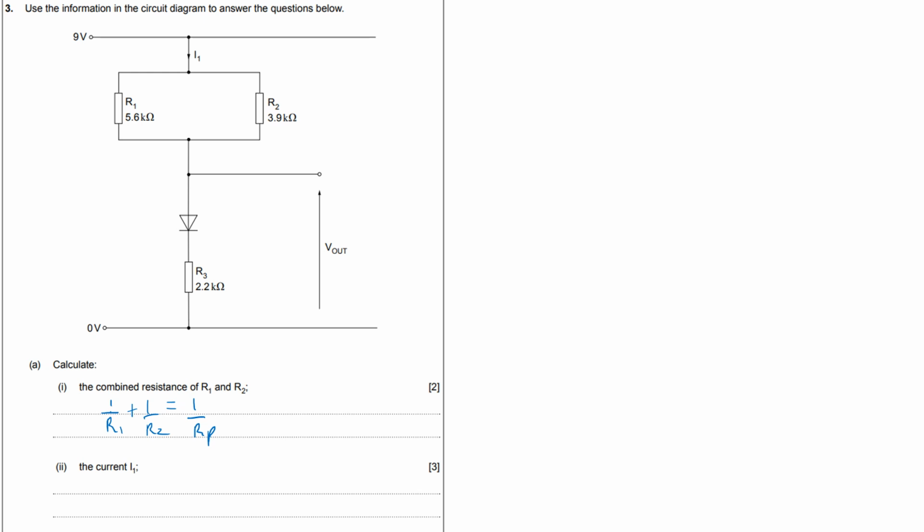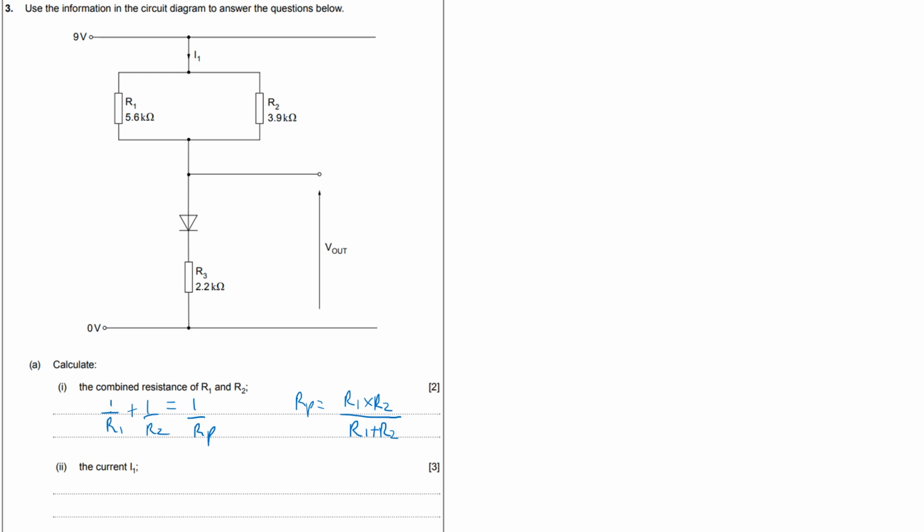Another way you can find resistance in parallel, which only works for 2 resistors though, is product over sum. So if you actually did the product R1 times R2 divided by the sum R1 plus R2, that would actually give you the same answer. I don't go over that one because it only works for 2 resistors. If you have 3, you can't do that.